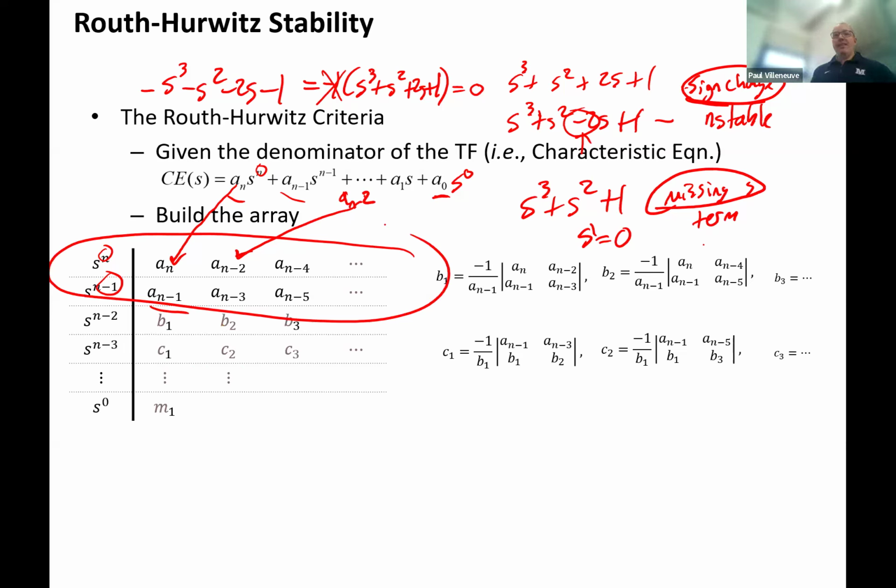So here's how I calculate the next set of rows. B1, I'm going to take the negative of whatever is in my a_n, let me back up. So if I want to solve for B1, I'm going to take the determinant of that, multiply it by the coefficient that is directly above, and take the negative of it. Anybody know what I mean by taking the determinant of something?